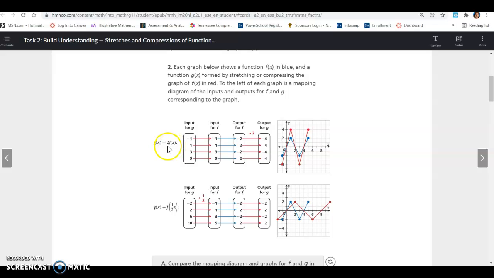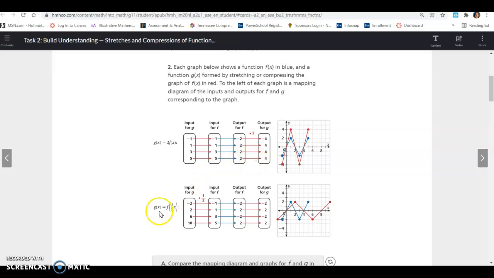All right, so if we look at this, we can see g of x equals twice f of x, so 2 times f of x. All right, so for our inputs, we can see that the inputs are the same, and we can see that the output of f times 2 gives us the output of g. Okay, so what does that look like visually? We have the original function in blue, and we can see that each value here, 2 times 2 is 4, and 2 times negative 2 is negative 4, so it's multiplied each of those values by 2.